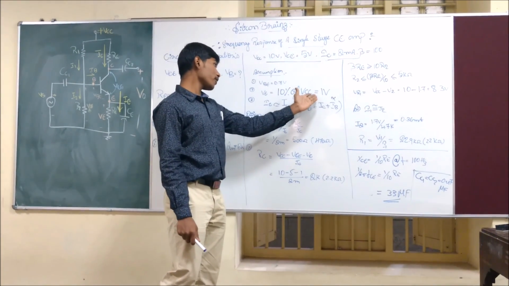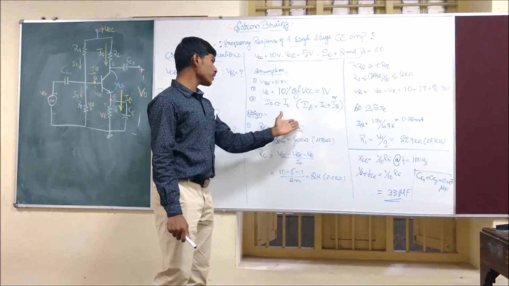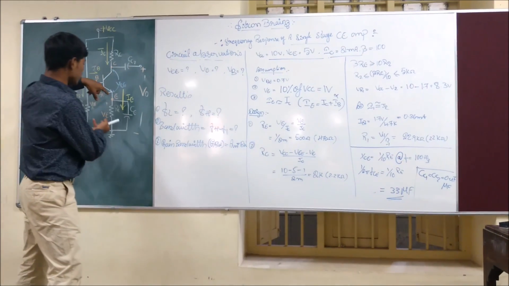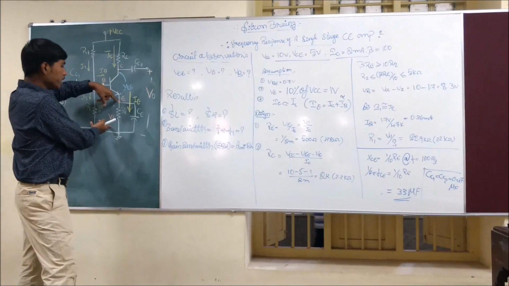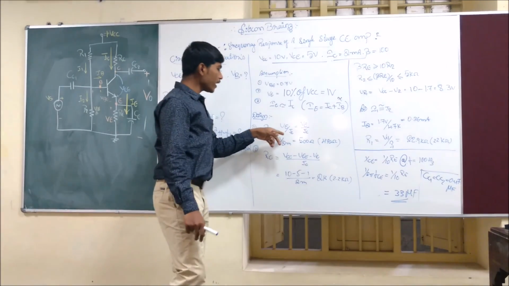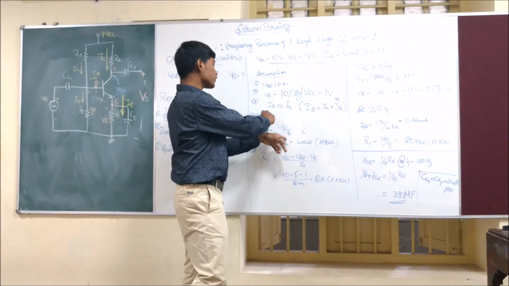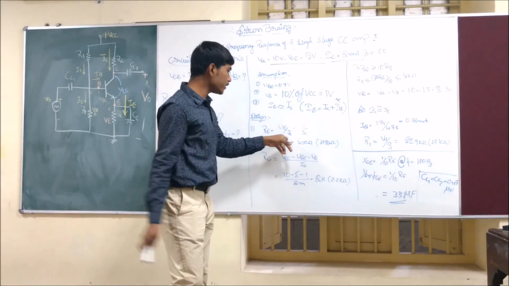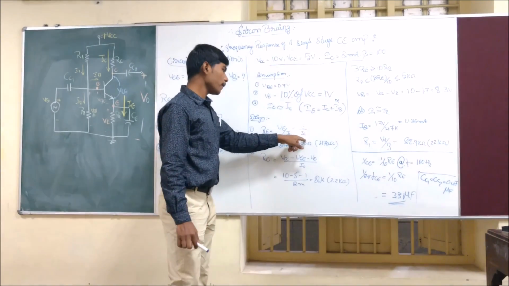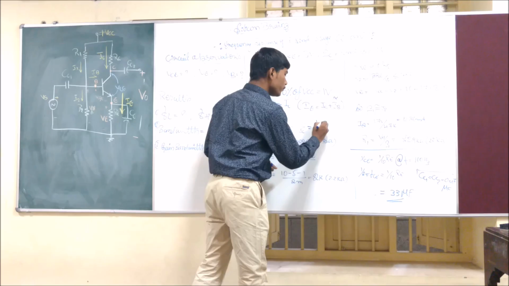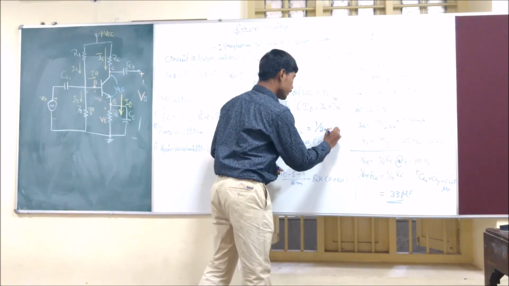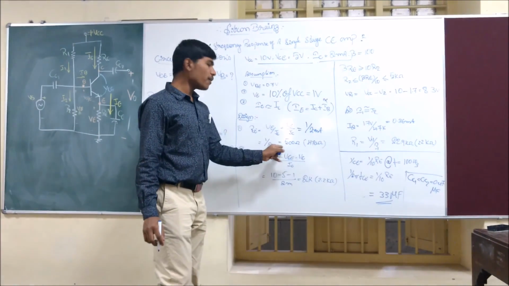We have one assumption, so we can define the VE voltage. That's this voltage. From the third assumption, IE is almost equal to IC. So RE equals 1 volt divided by 2 milliampere, which gives 500 ohms.